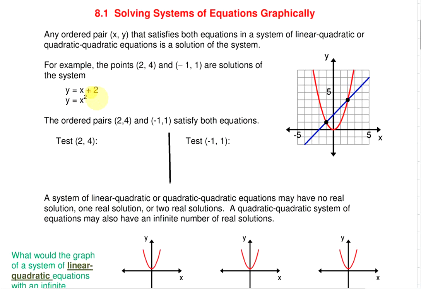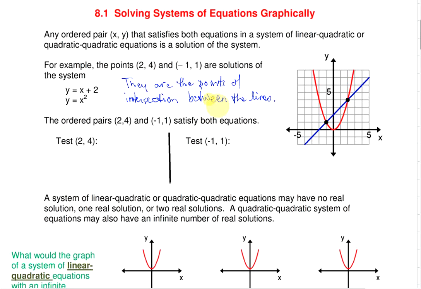So what does that mean? It means that these two points, (2, 4) and (-1, 1), are the points of intersection between these two lines.